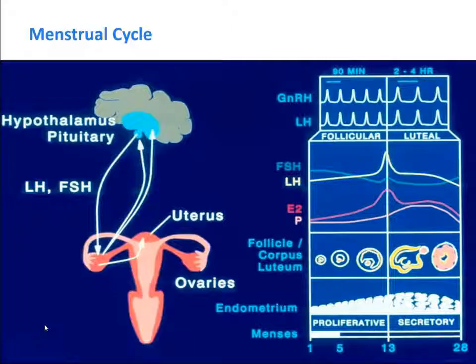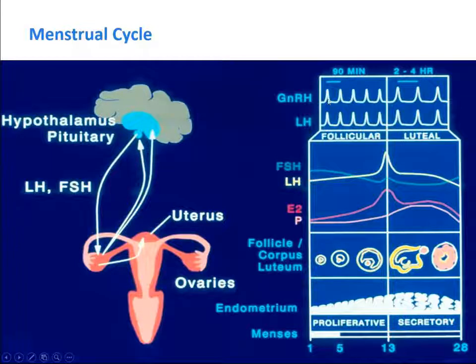So this is an idealized menstrual cycle, not anyone's real menstrual cycle, but again, you see these relationships shown here anatomically with the hypothalamus, pituitary releasing LH and FSH to drive the ovary, and the ovary then regulating through a feedback loop both the pituitary and the hypothalamus.